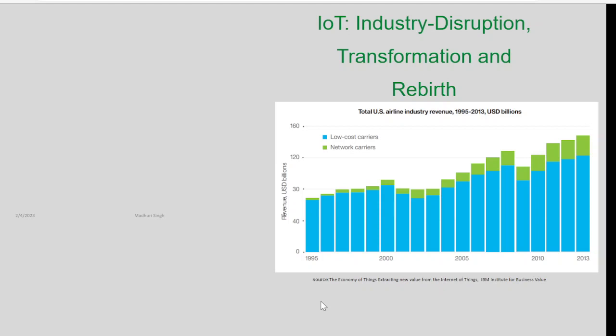So the aviation industry or airline industry of the US has been picked for this case study, and all the data has been taken from the IBM Institute for Business Value report on the Economy of Things. So this is the case study of the US air industry to understand a full cycle of data-driven disruption or technology disruption.